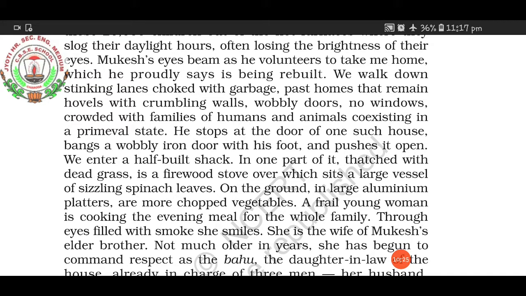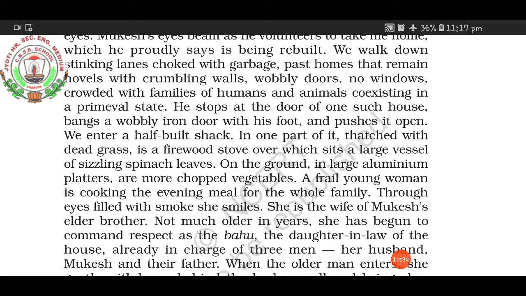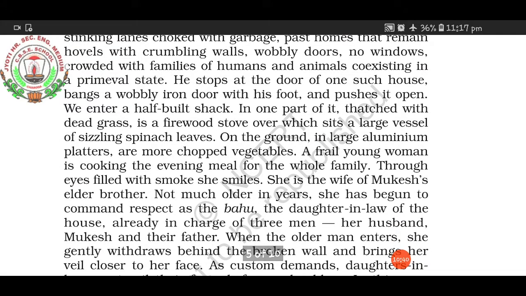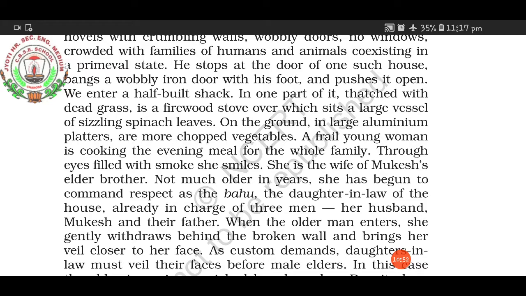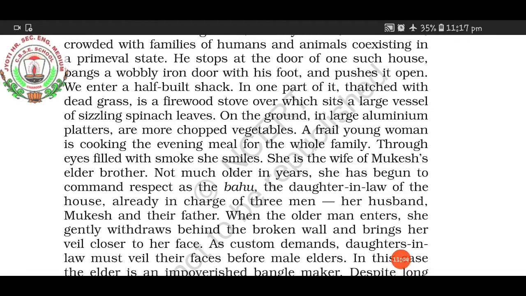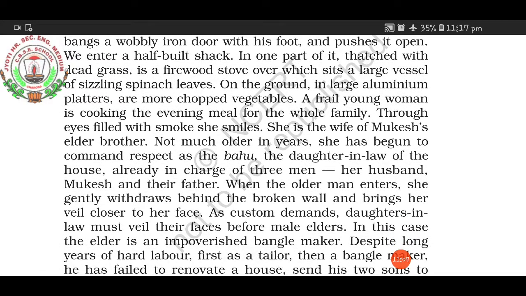and they pass through very filthy narrow lanes with no proper drainage, and they reached in front of a house, and he just kicked open the gate, and then they went inside an incompletely built hatch and shack. And then one young lady was sitting down over there, and the moment she saw the author, she just smiled through her smoke filled eyes. And she is the wife of Mukesh's elder brother, and she had been busy cooking food for the meal of the house. And there were three people who were her responsibility at a very young age.